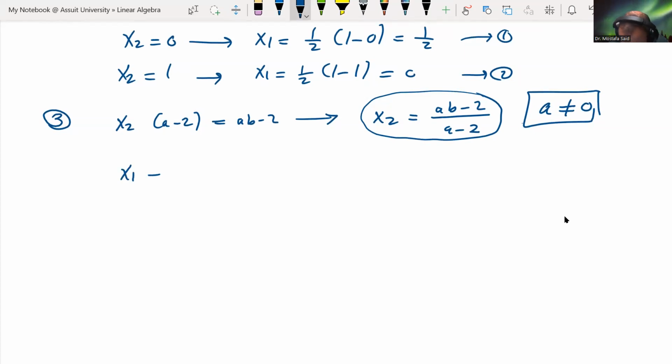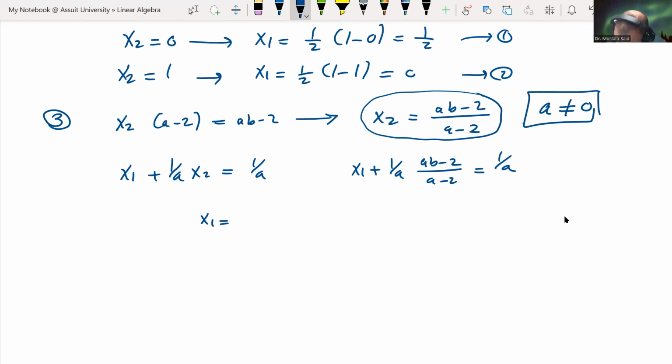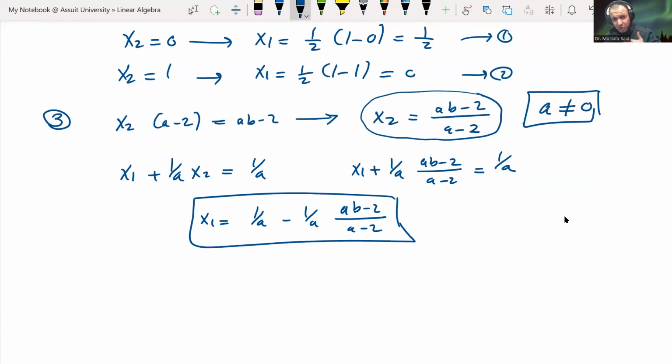And from that, we can find x1. So we have x1 plus (1 over a) x2 equal to 1 over a. So x1 plus 1 over a times (ab minus 2) over (a minus 2) equal to 1 over a. So x1 is equal to 1 over a minus 1 over a times (ab minus 2) over (a minus 2). You can reduce it further, just take a common factor or whatever, but you can just leave it there. That's fine, and that's a unique solution. Once a doesn't equal 0, you have a unique solution.